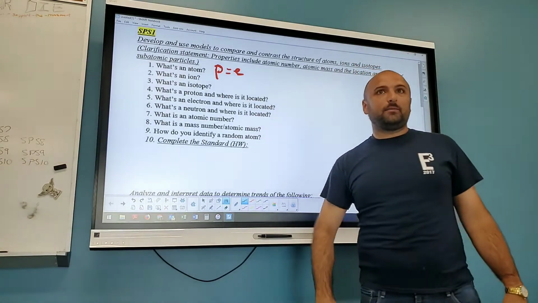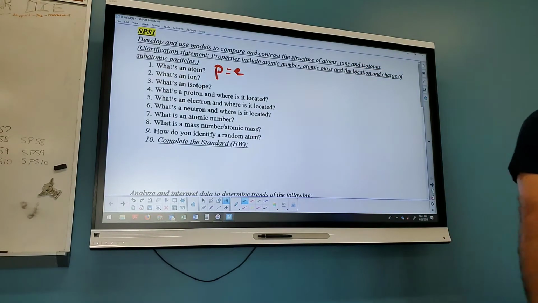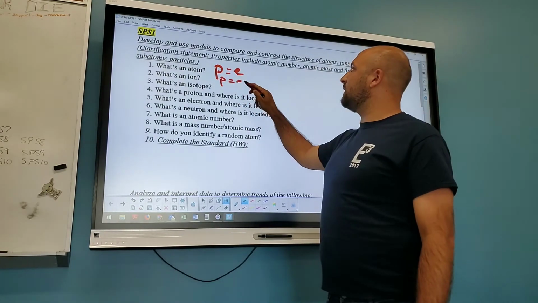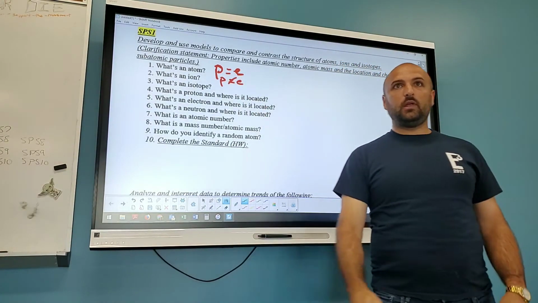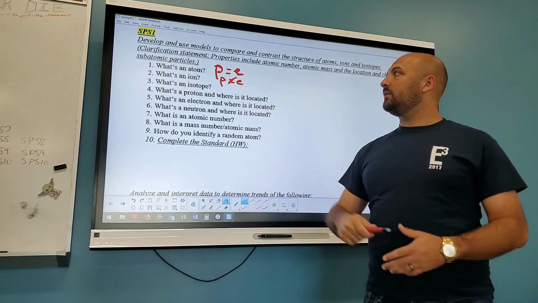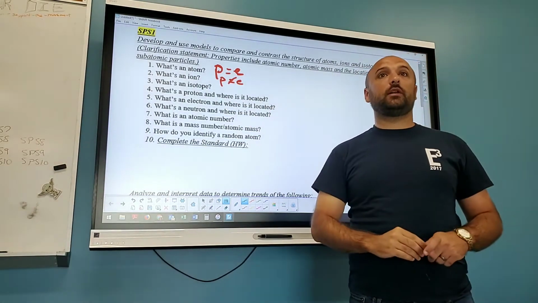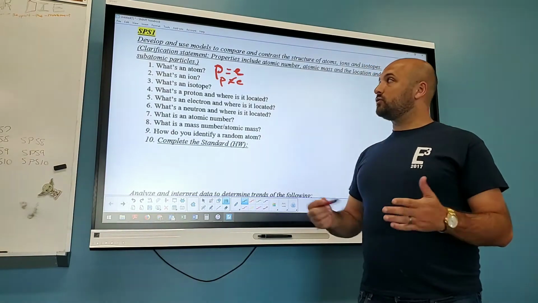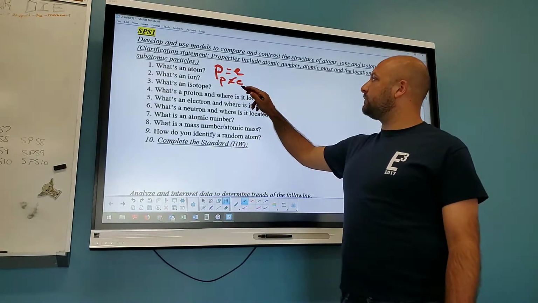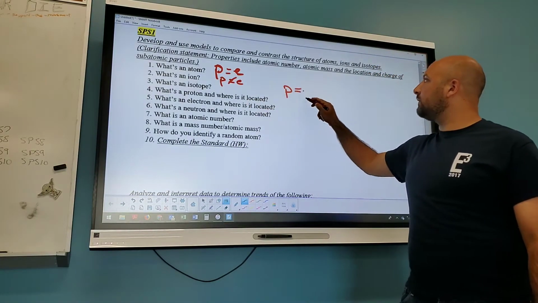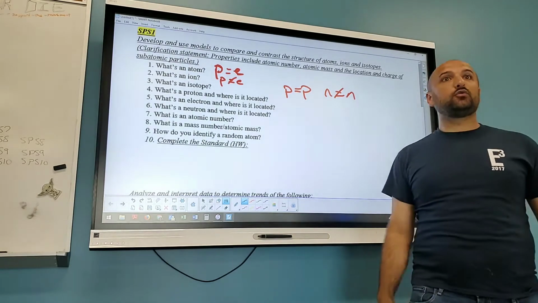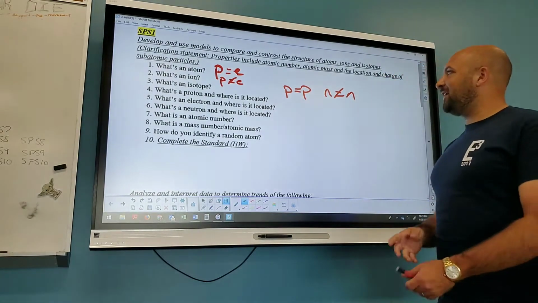All right, what's an ion? When protons and electrons are not equal, you either have too many electrons or too few. Because if you change the number of protons, you change the atom. And if an ion is what you're talking about, you're just trying to change the number of electrons, right? Like when we form an ionic bond, trading electrons. What's an isotope? It's when you have two atoms with the same number of protons, but different numbers of neutrons. Very good.